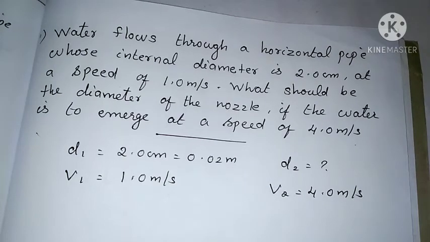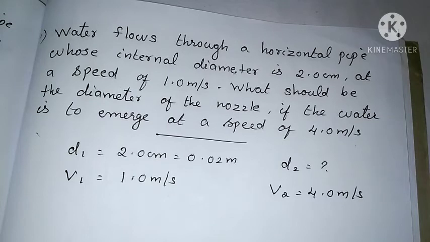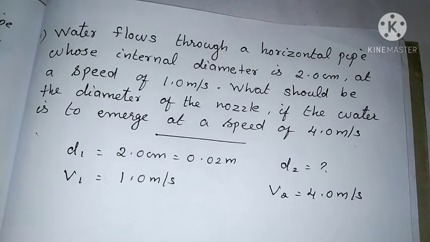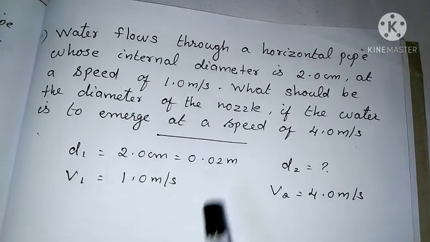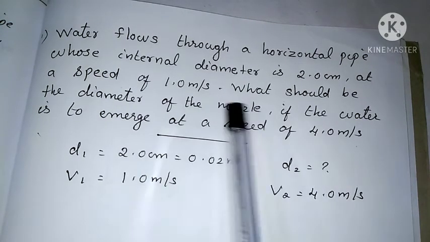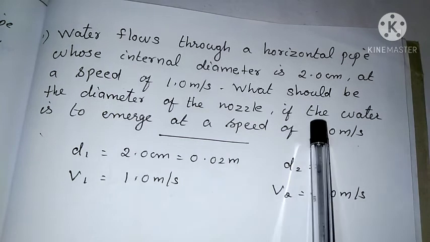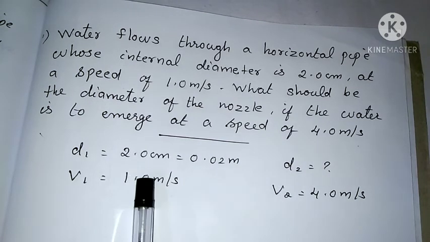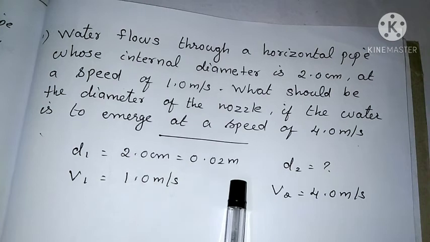Dear children, last class we studied Bernoulli's principle and its applications. Today we are going to do some numericals. The first one: water flows through a horizontal pipe whose internal diameter is 2 cm. Note it as d1 equal to 2 cm. Then change it into meter, that is 0.02 meter.